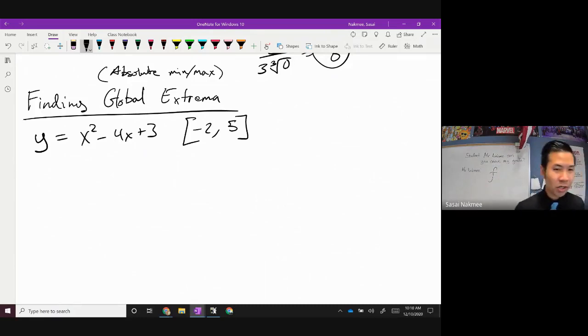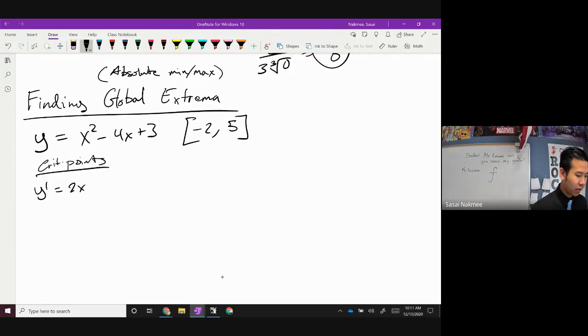So which points do we test? You're always going to start off by testing the critical points. And how do you find the critical points? All you got to do to find the critical points is take the derivative. So y prime is going to equal 2x minus 4. And the critical points occur when the derivative, 2x minus 4 in this case, is equal to 0.